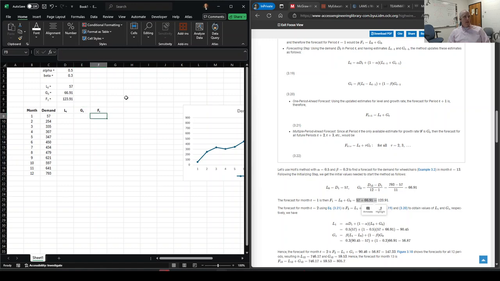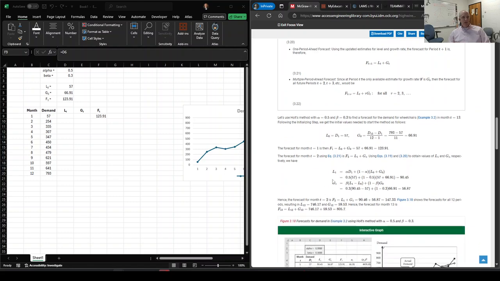And so what I can do here is reference the forecast for the first month, which is going to be that number right there. So there we have this from the book. The forecast for that first month is 123.91. Most of this first month's forecast is based on some of these assumptions about how to get started, right? And that's what these calculations are. In order to get started, we have to make some assumptions.